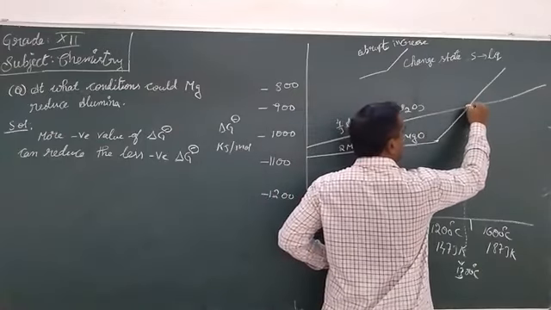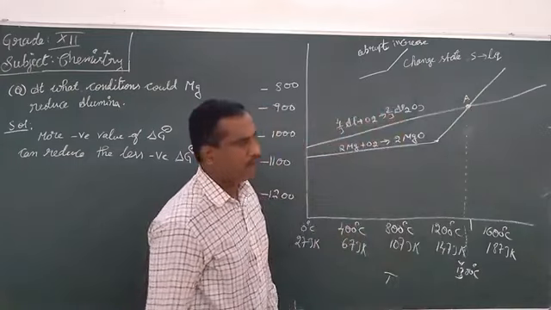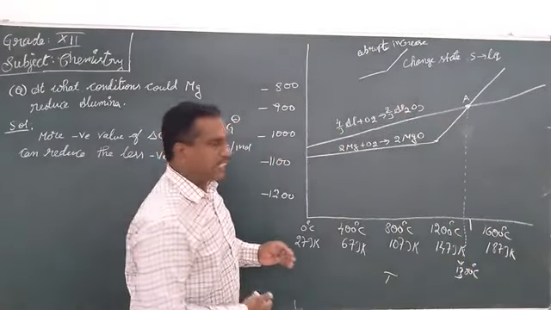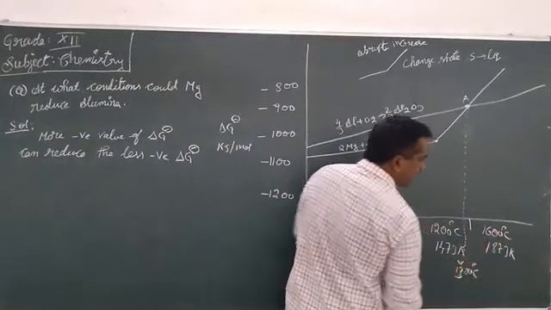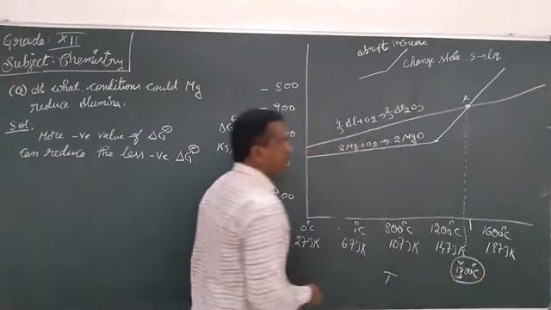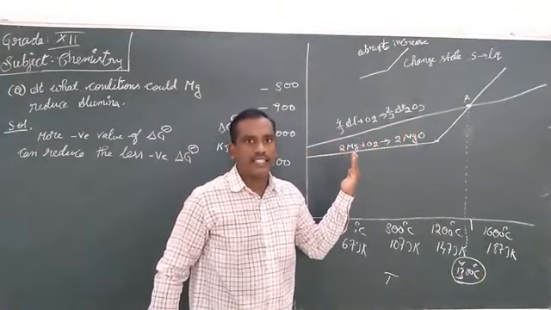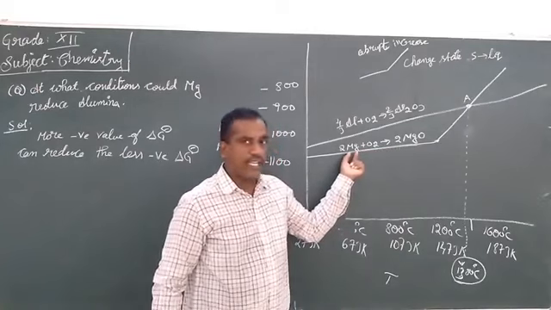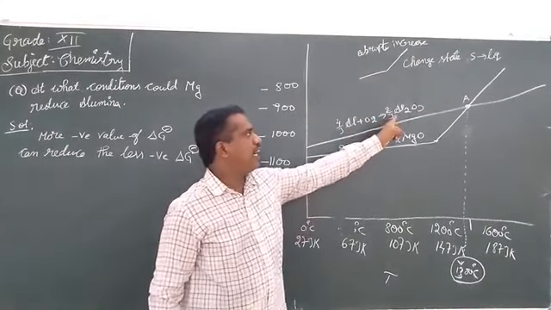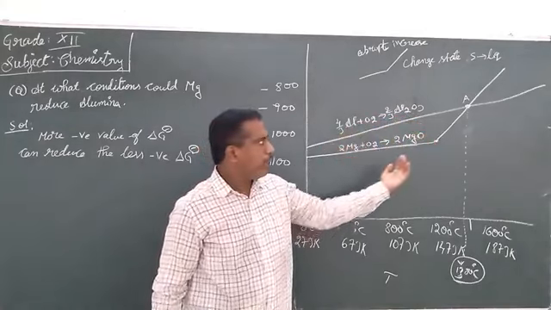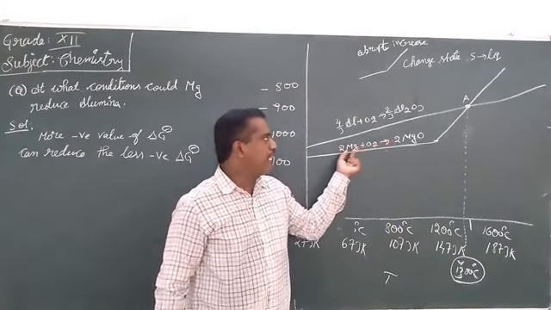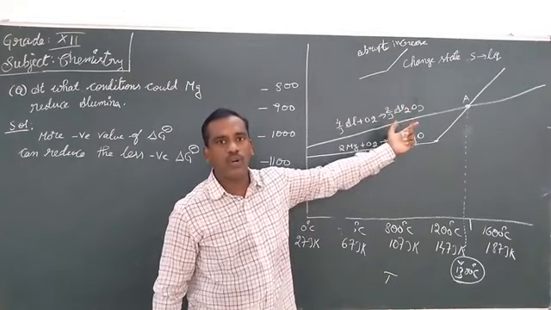Below this intersecting point, which I am calling point A, that is below 1300 degrees Celsius, please observe 1200, 1400, 1600 degrees Celsius. Here it was below the line, so I am taking around 1300 degrees Celsius. Below 1300 degrees Celsius, the magnesium line has the more negative delta G value, so it can reduce Al2O3. Hence, magnesium can reduce alumina, Al2O3.